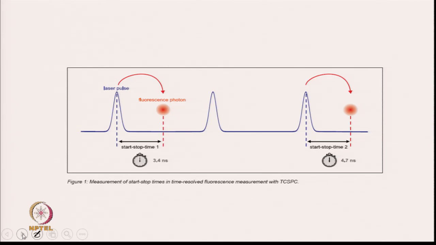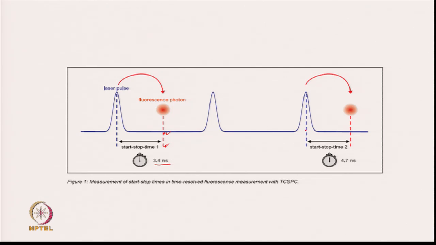So, first we apply a laser pulse and then we start looking for a photon. Suppose a photon comes at this point, which is around 3.4 nanoseconds. Between when you excited and when you observed a photon, the time gap is 3.4 nanoseconds, and that is what you are plotting. So, one photon at 3.4 nanoseconds. Now look at this: again I excited, but there is no photon in between. Within this period I did not see any photon.